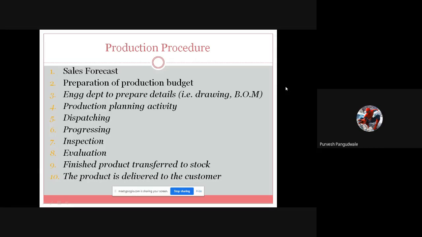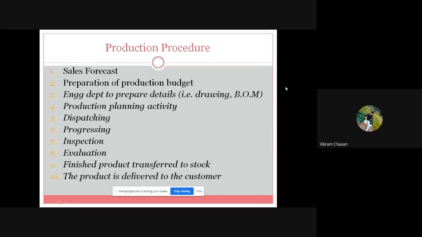Now in production industries, the functions of production planning and controlling change according to the industry. So these production planning and controlling functions depend upon the type of manufacturing systems.